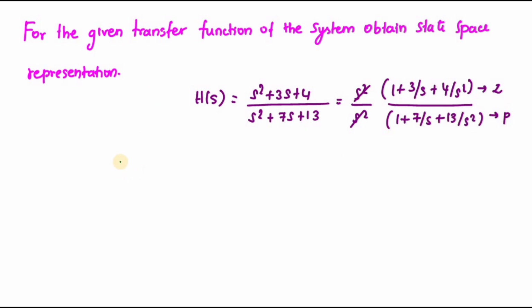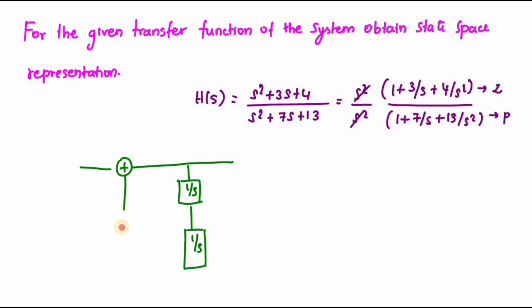First you have to draw the direct form two diagram, right? Since it is 1/s², you have to draw two 1/s blocks. And here you must have a pole. So what is its value? It is 7, so here you have to write minus 7. And here this is minus 30. So you have to change the sign and write it.